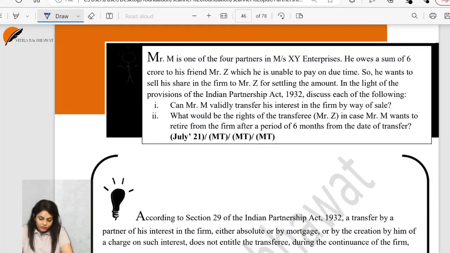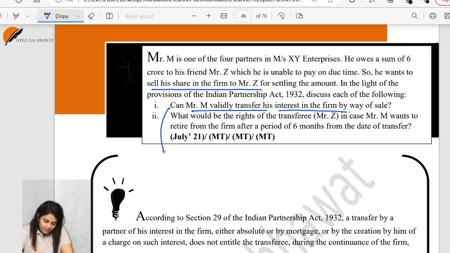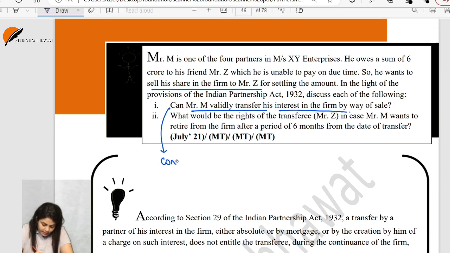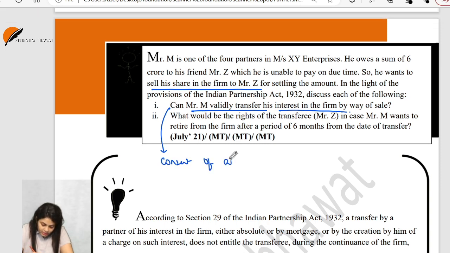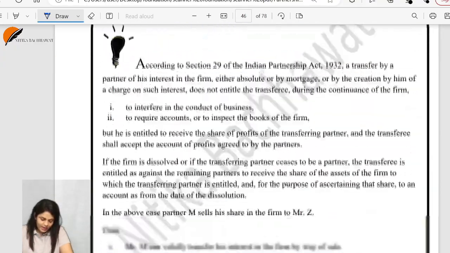Mr. M is one of the four partners in Messrs. XY Enterprises. He owes a sum of 6 crores to his friend Mr. Z, which he is unable to pay on due time. So he wants to sell his share in the firm to Z for settling the amount. In the light of the provisions, discuss each of the following. Can he validly transfer his interest? To transfer his interest, he has to get the consent of all the partners, or there should be an agreement which says that he can transfer the shares. Rights of the transferee we have already discussed. I am not going into that.